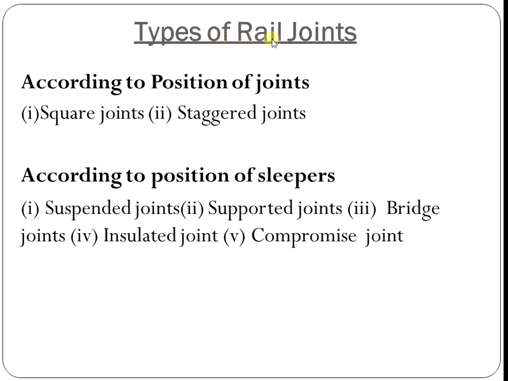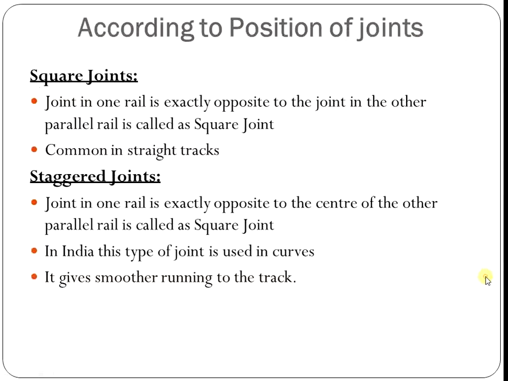Next, the types of the rail joints. This is according to position of the joints. The first type is square joints and the second one is staggered joints. And next, important, according to position of the sleepers. The first one is the suspended joint, second one supported joint, third one bridge joint, fourth one insulated joint, and fifth one is the compromise joint. These are all the types of the rail joint we have to see in detail.